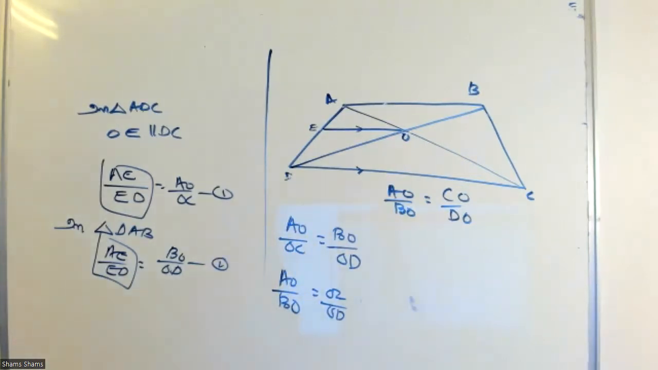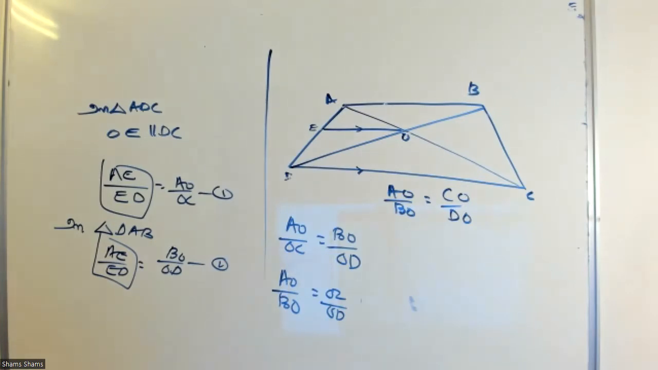Right, given, full steps. Given: ABCD is a trapezium in which AB parallel CD, and diagonals bisect each other at the point O.